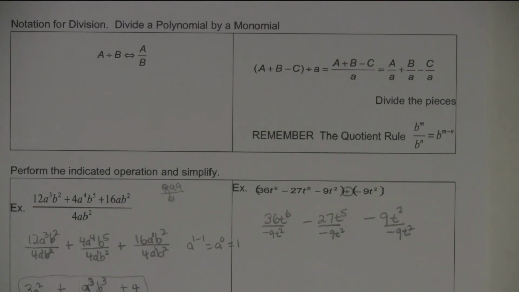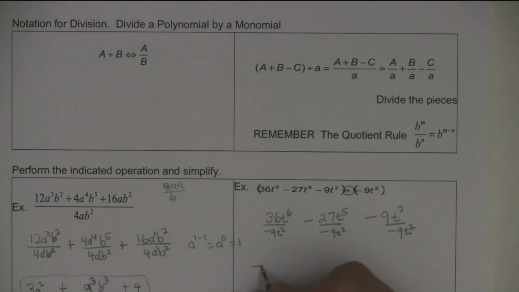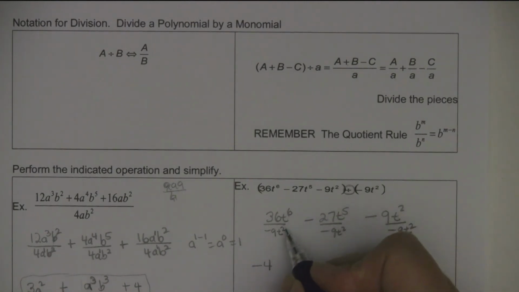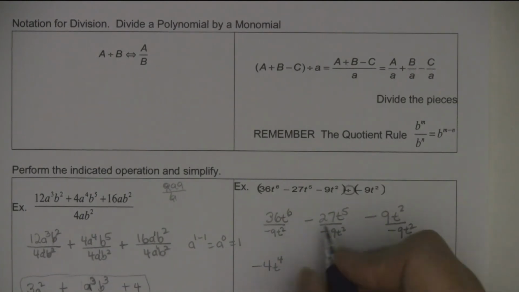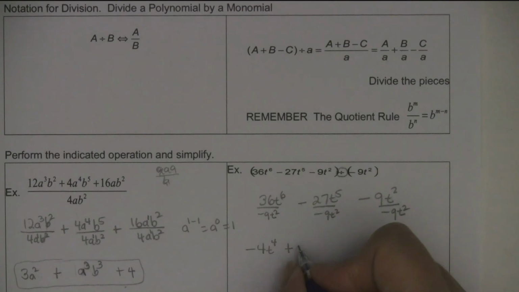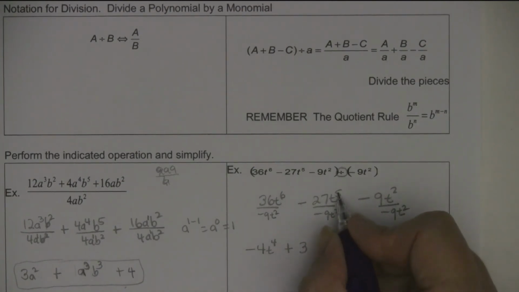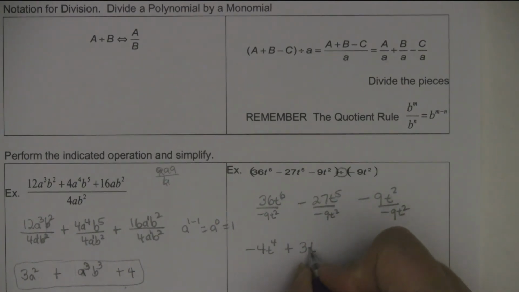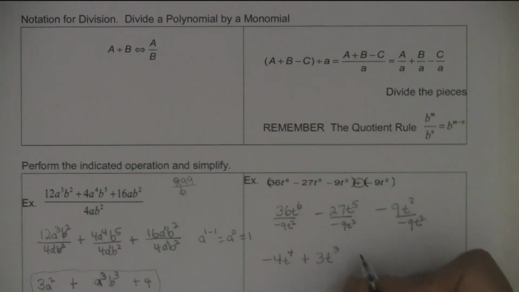So 36 divided by -9 is -4. T to the 6th divided by t to the 2nd is t to the 4th. 6 take away 2 is 4. A negative divided by a negative is a positive. 27 divided by 9 is 3. 5 take away 2, because quotient rule, right? When you divide those, quotient rule, subtract. Coincidentally matches. It's a coincidence.